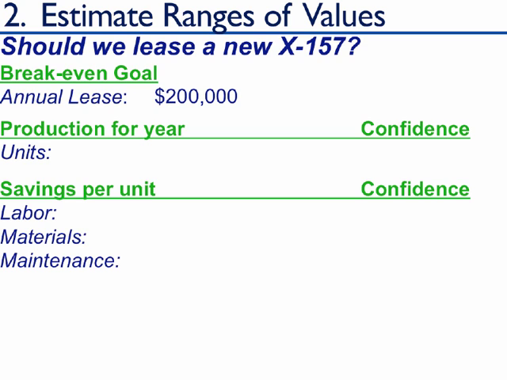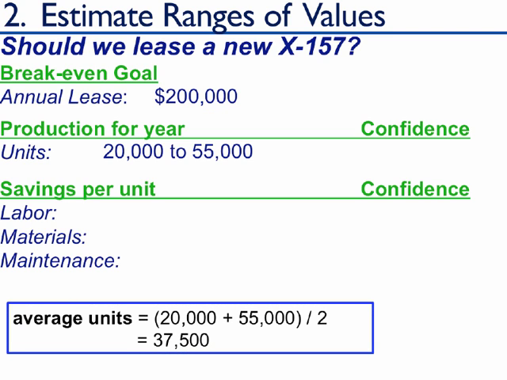The lease is $200,000 per year. It's our break-even goal. We estimate the sales could be anywhere from 20,000 to 55,000 units. How do we use a range like this for planning? The common approach is to take the average, 37,500 units. Don't do it!